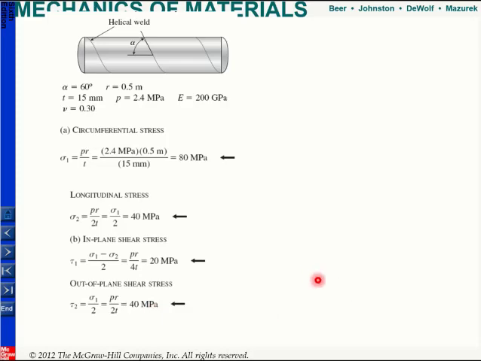Okay. So for this given pressure vessel, I find that my maximum stress is 80 and my minimum stress is equal to 40, and so my maximum in-plane shear stress is 20, and my maximum out of plane shear stress is 40 megapascal.